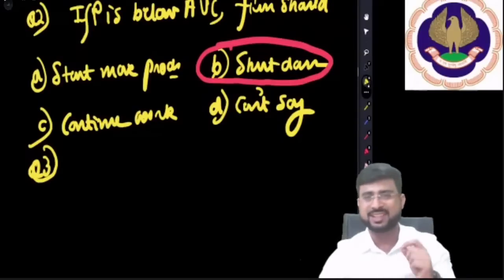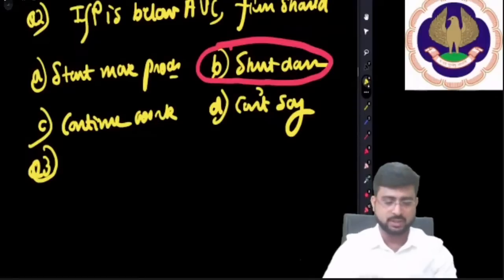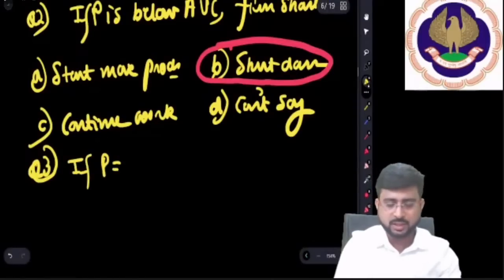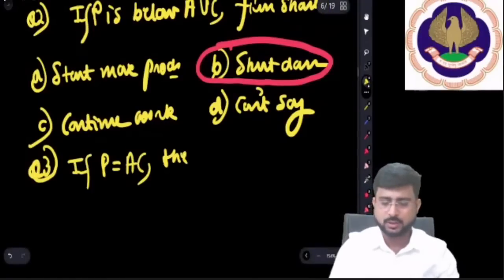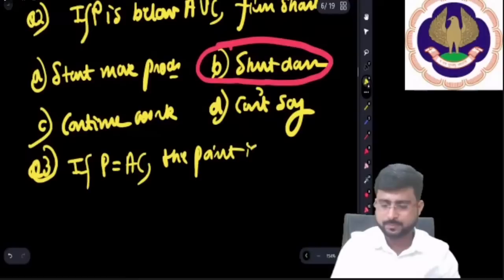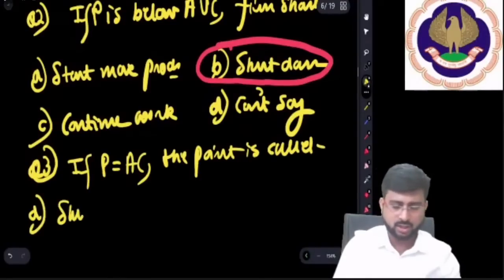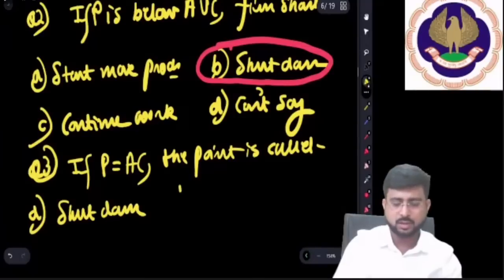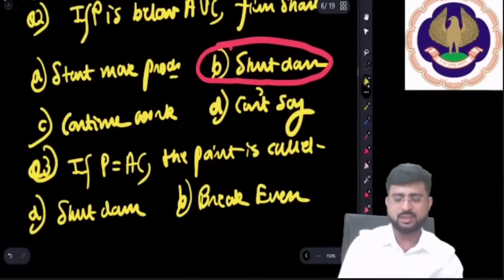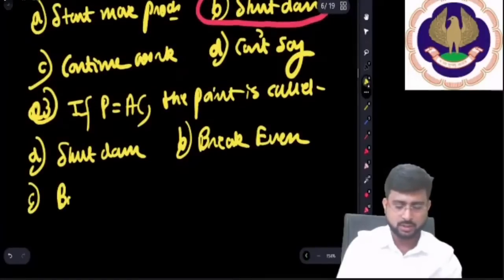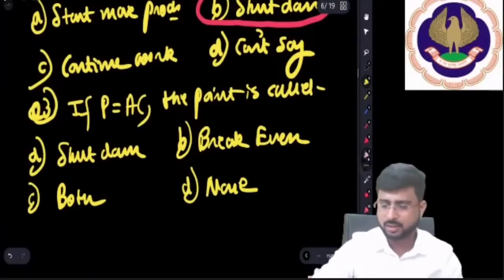So question number 3. Pay attention everyone. If price is equal to average cost, the point is called: A, shutdown; B, break even; C, both; D, none. Come on everyone, tell me.